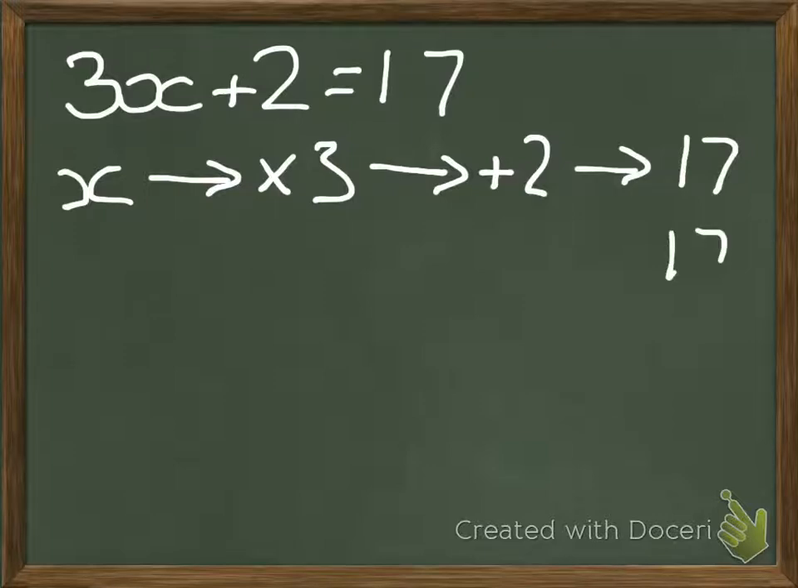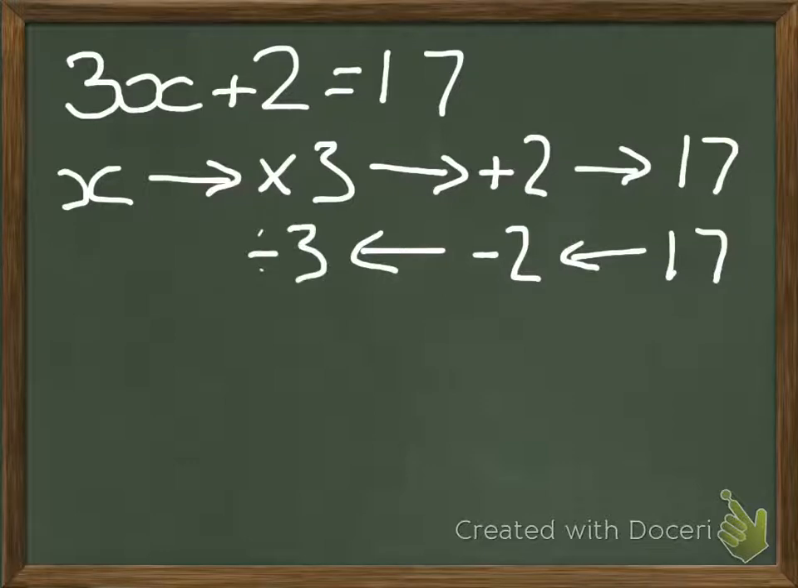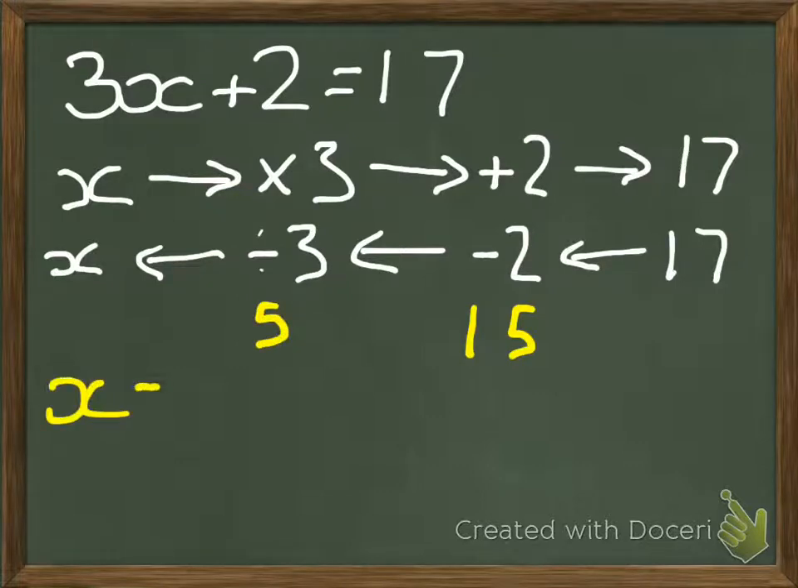If we want to find out what x is, we can work backwards. So where we added 2 when we were going in the normal direction, when we work backwards we're going to do the opposite, which is to take away 2. When we originally multiplied by 3, we're going to do the opposite, which is to divide by 3. And that takes us back to our x value. So if we want to know what x is, all we need to do now is to follow those steps. So first of all, 17 take away 2 is 15. 15 divided by 3 is 5, so x equals 5, and we have our equation answered.